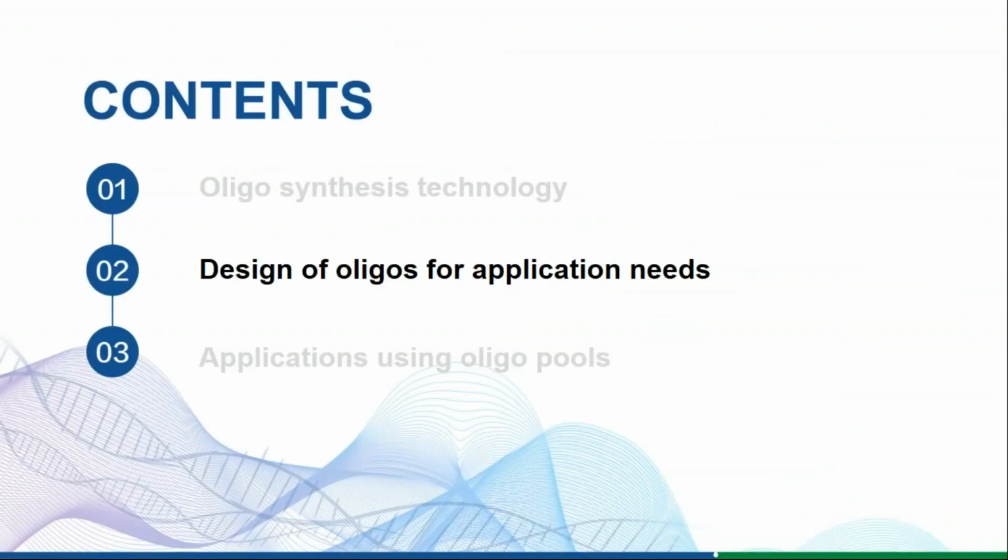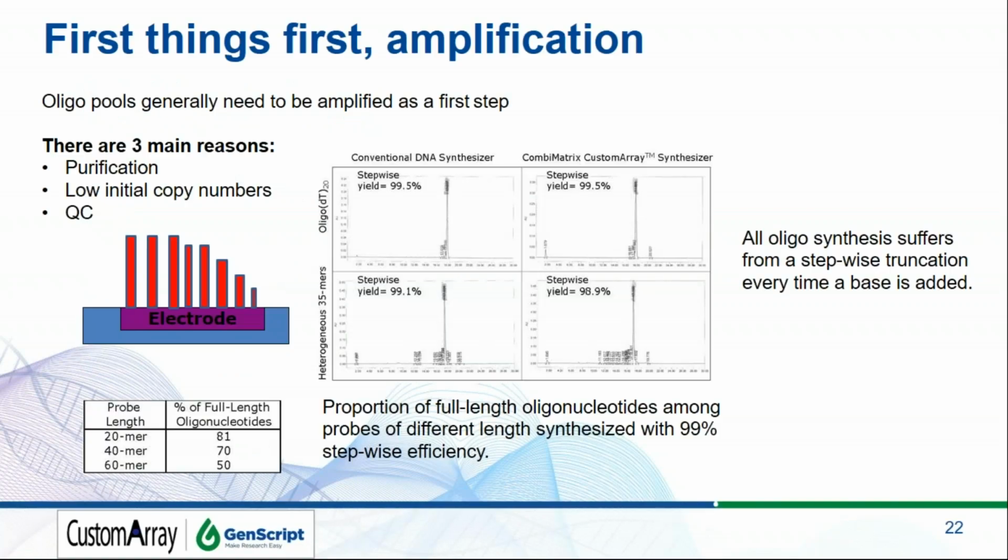So moving on, we're going to talk a little bit about some minor design aspects for the various applications. As I mentioned earlier, I'm no expert in these things, but there are some universal things to talk about. Almost all oligo pools are intended to be amplified, and there are a couple of pretty good reasons for this. The main reason, the one we'll talk about a bunch, is purification.